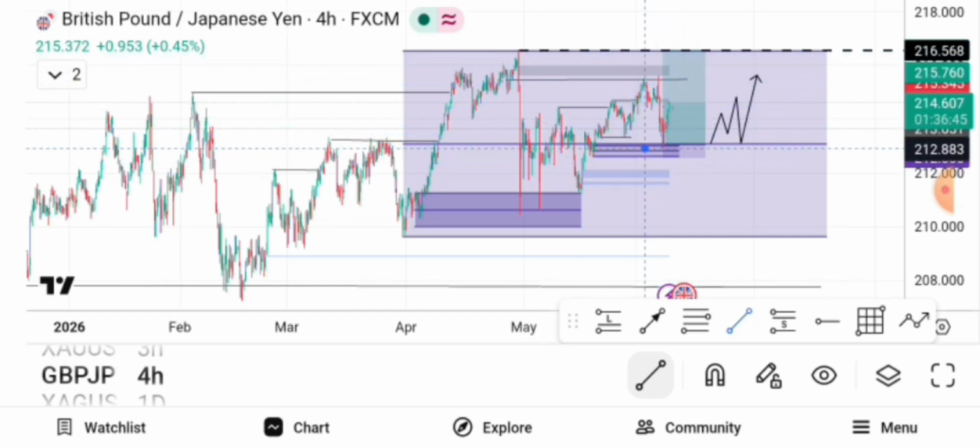So I hope these explanations will help you on how to mark out a possible good trade and enter.